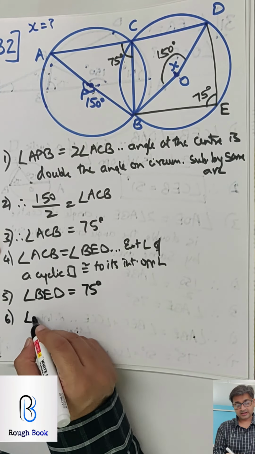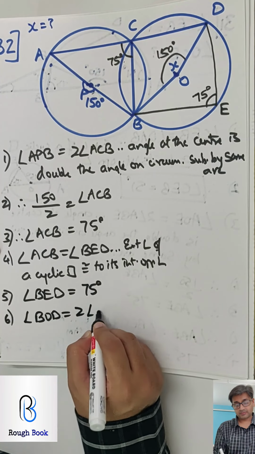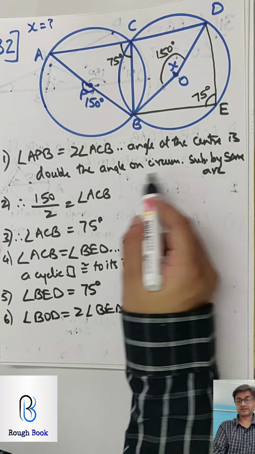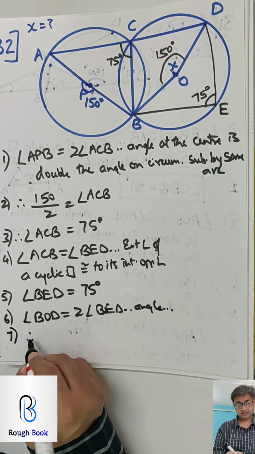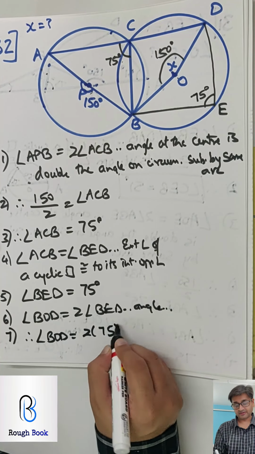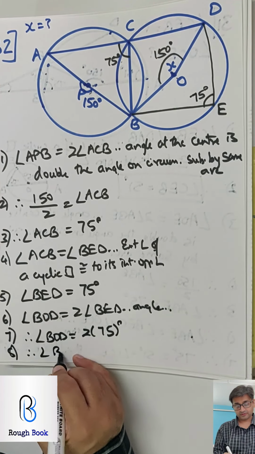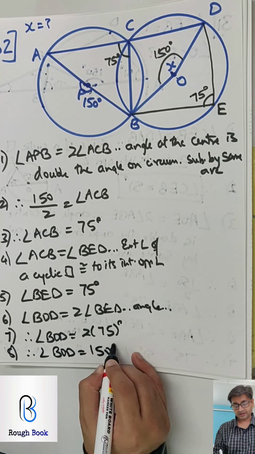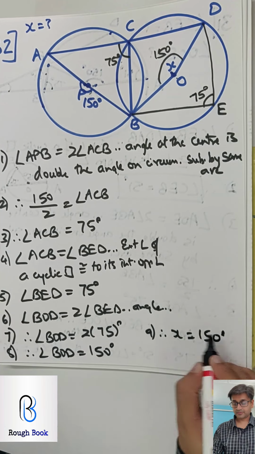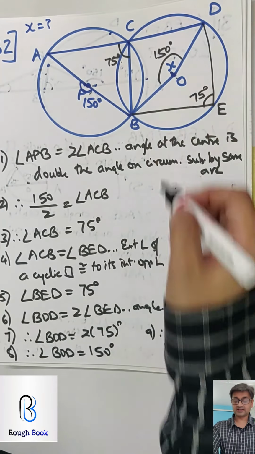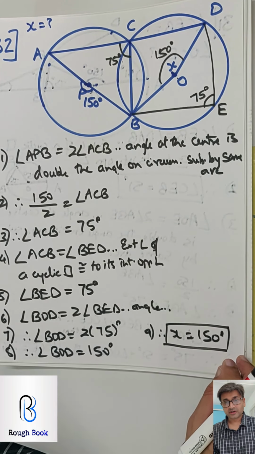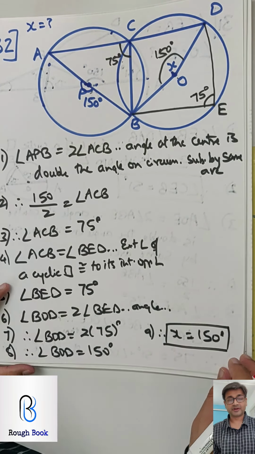And now we will say angle BOD double of angle BED, again angle at the center double, write this entire statement again. Therefore BOD shall be double of 75. So my final statement, therefore BOD 150 degrees. So last statement, therefore X is 150 because you've been asked the value for X. So write it in terms of X. Got it? Are you pausing the video and doing it on your own? Brilliant. I'm really impressed for you.